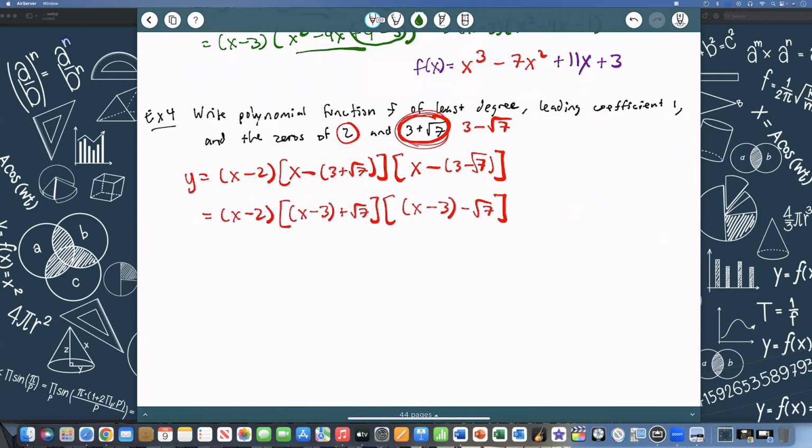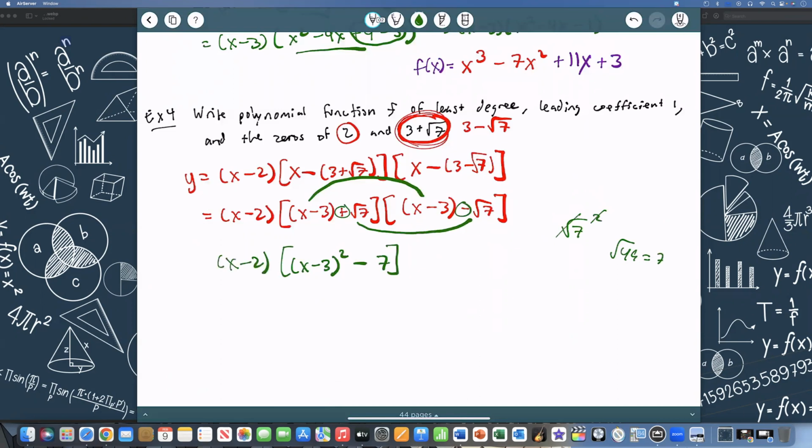Okay, so multiply the conjugates first. So we do the first term times the first term. That'll be the x minus 3 times itself, basically. Outer inner cancel for conjugates. So if I do the last terms, we're going to get a positive times a negative, a negative. Radical 7 times radical 7 is radical 7 times itself, so squared. So basically just 7. Or square root of 49, which is 7, right? So multiply the 7s on the inside, so 49 will give me 7. Okay, so if you multiply those out, you get that.